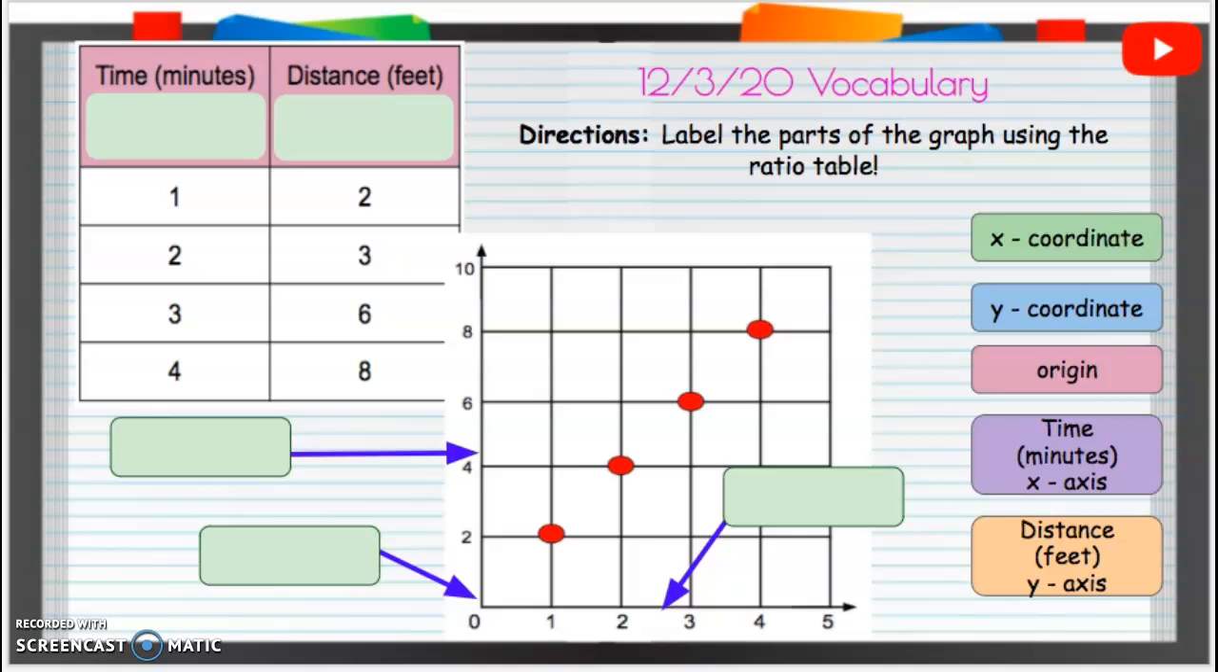December 3rd, 2020 vocabulary. Directions. Label the parts of the graph using the ratio table. All right, so we're going to label this and label this.